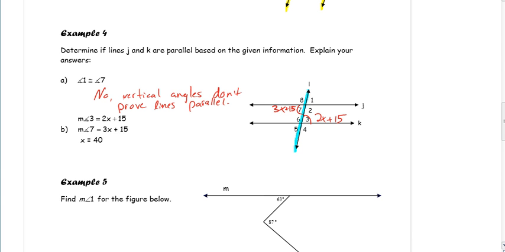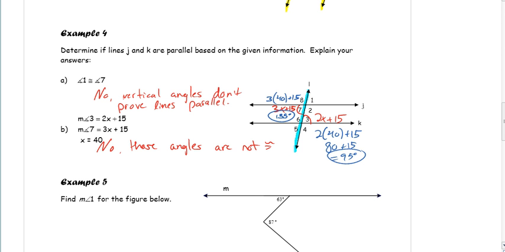Let's see what happens. If we plug in 40 here, 3 times 40 is going to give us 120, plus 15 is 135 degrees. So we need angle 3 to be the same thing. 2 times 40 plus 15 is 80, plus 15 is going to give you 95 degrees. So angle 3 is 95, angle 7 is 135, so no, those angles are not congruent.